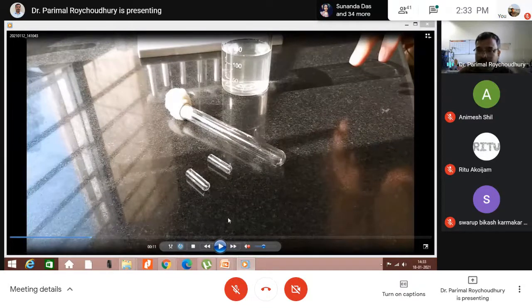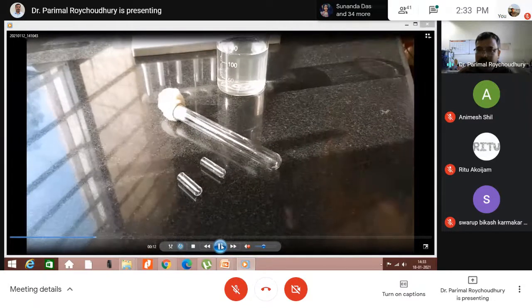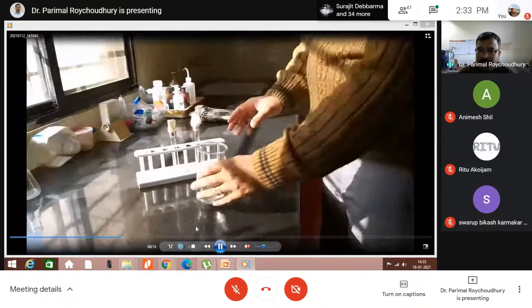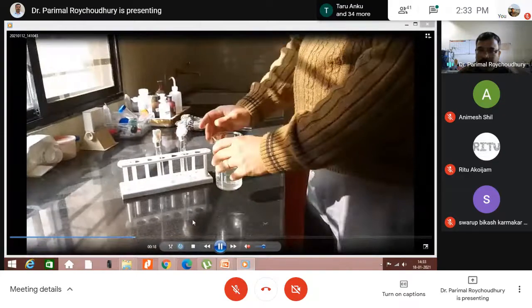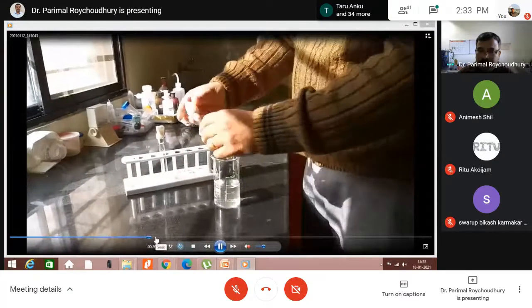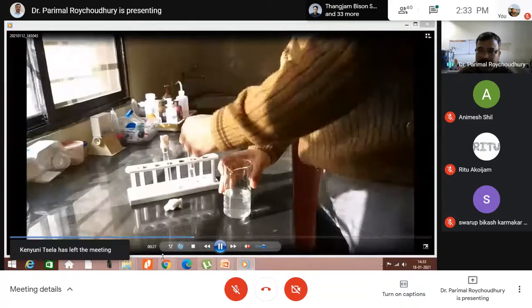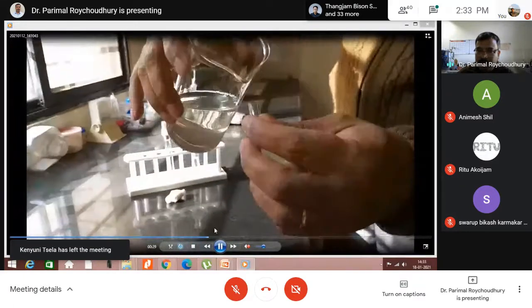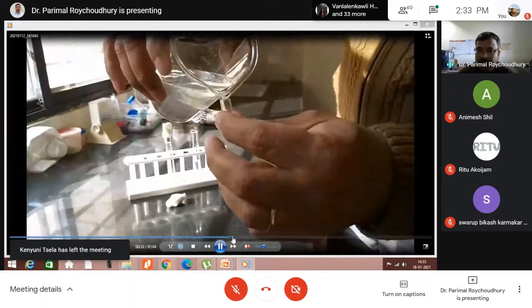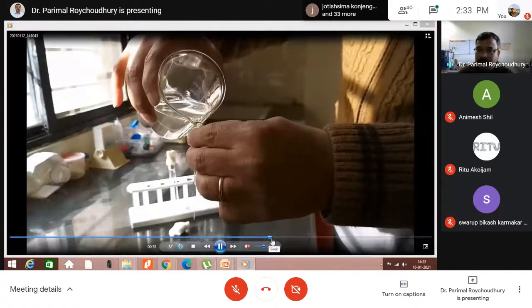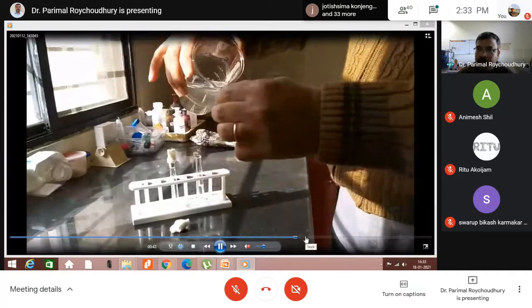So we prepare some sugar solutions, and then we put the sugar solutions into the test tube, right? At the same time, we pour the same media, your sugar solution, into the Durham's tubes also. We have to fill it up very properly, so there should not be any formation of gas bubble at the top.